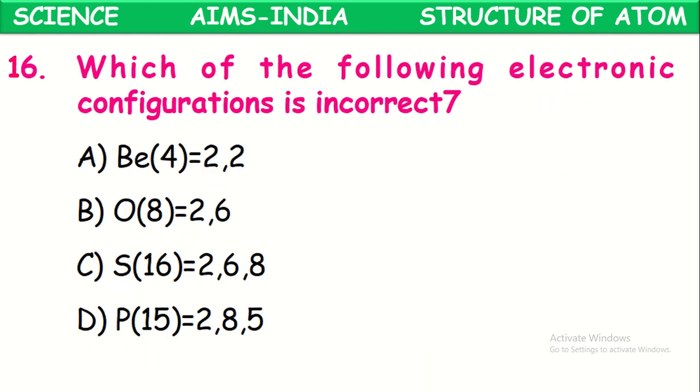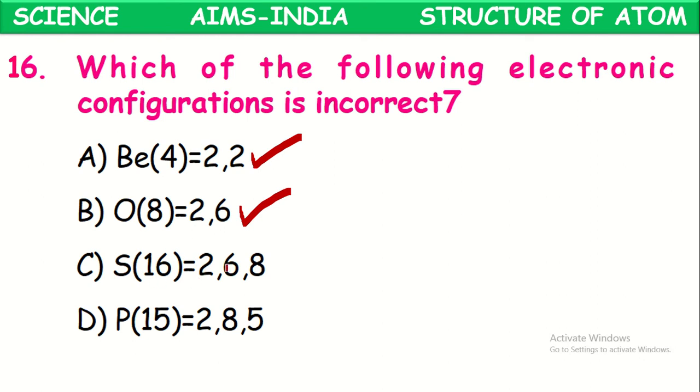Next, which of the following electronic configurations is incorrect? Observe once: beryllium atomic number is 4, so if you write the electronic configuration 2, 2, it is correct. Oxygen atomic number is 8, so configuration 2, 6 is also correct. And for sulfur, atomic number is 16.